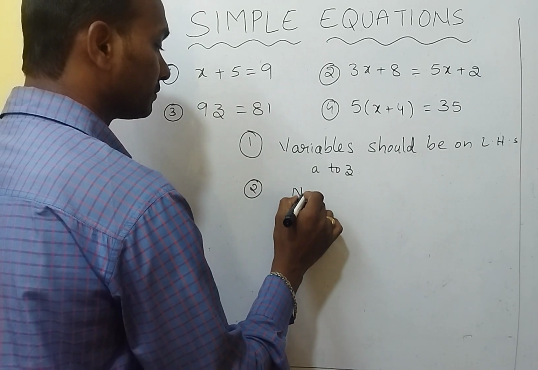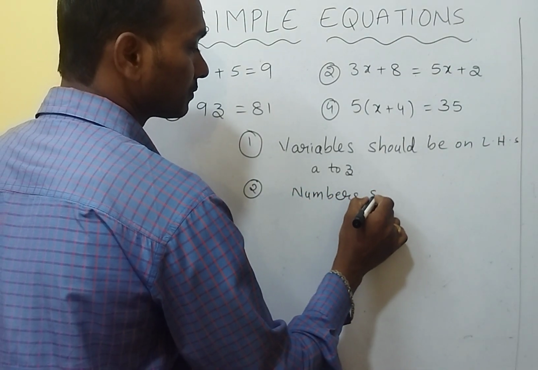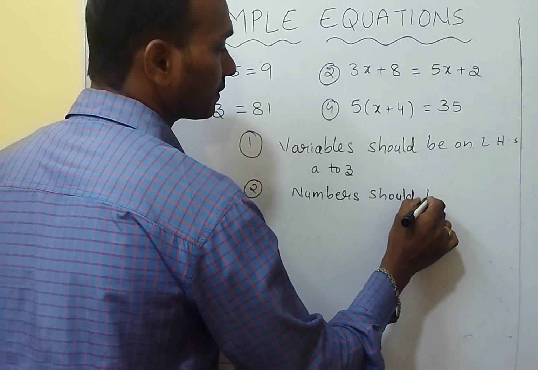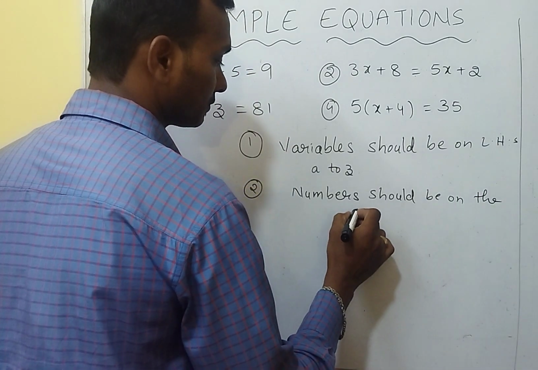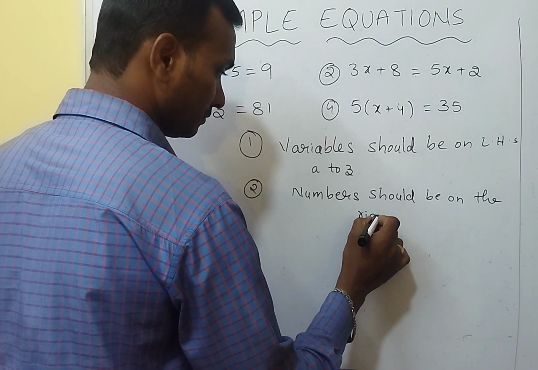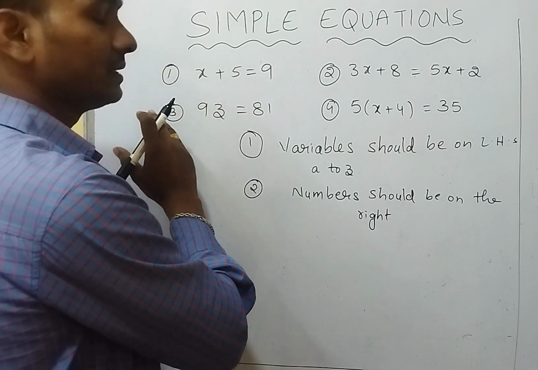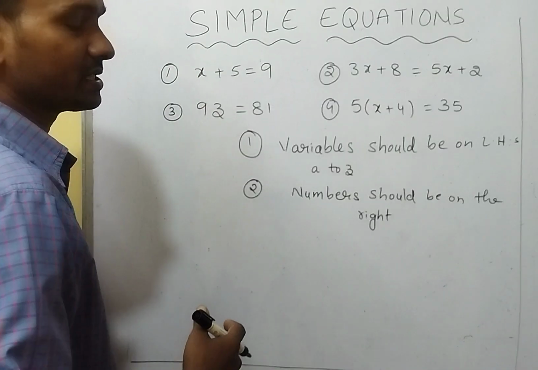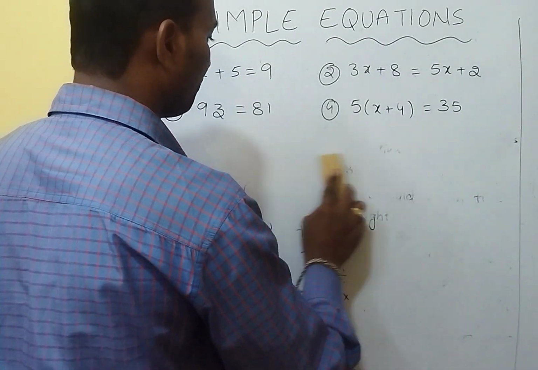Numbers should be on the right. So variables always should be on the left hand side of the equality, and numbers should be on the right hand side of the equality. And I will take one problem, and with the help of a problem I will explain.